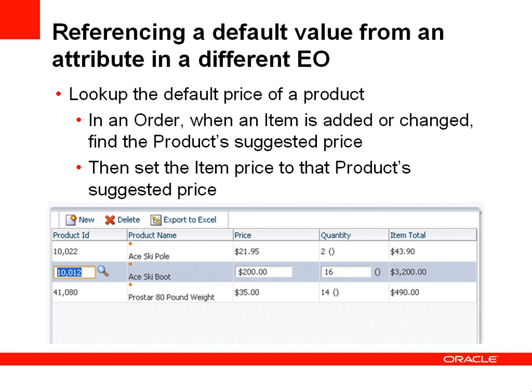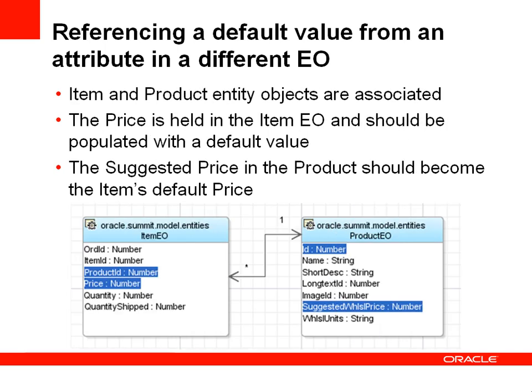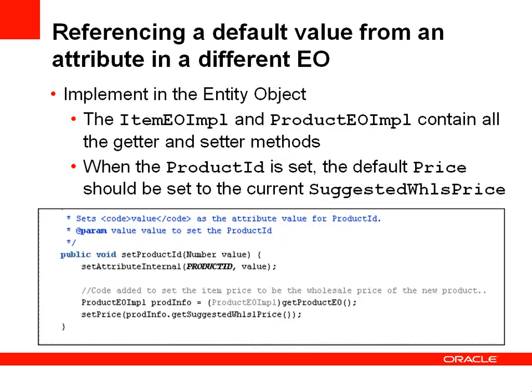Now let's look at the data model. We've got two entities that represent tables in the schema, an item entity and a product entity. Inside the item entity, we have a product ID to reference an ID of a product and an item price. Inside the product, we have the suggested wholesale price. We want to take the value found in the suggested wholesale price and use that as a default value inside the price. To accomplish this, we want to expose all the getter and setter methods, and then when a product ID is set, the default price should be set to the suggested wholesale price.